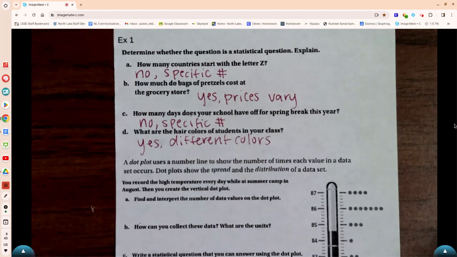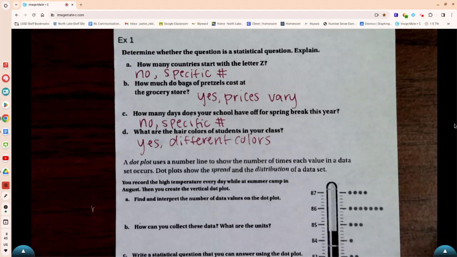We're not all going to have the same hair color. So the bottom line is a statistical question is one where there's a variety of answers, where there's not a specific amount to this. There's a variety. Questions so far? Okay.